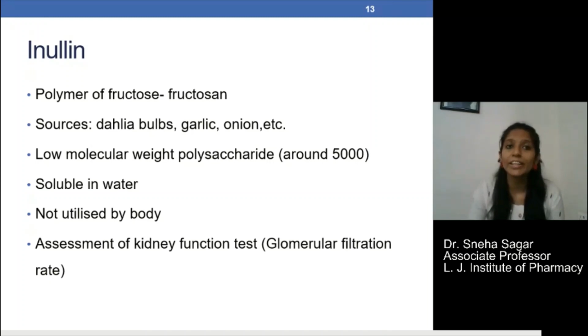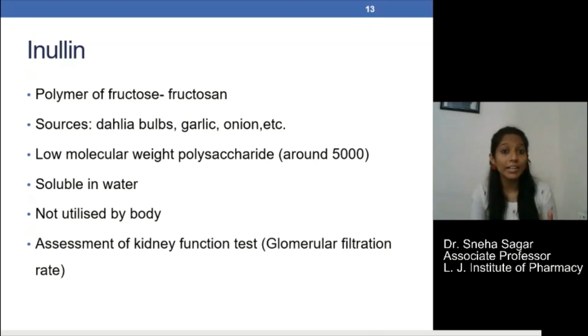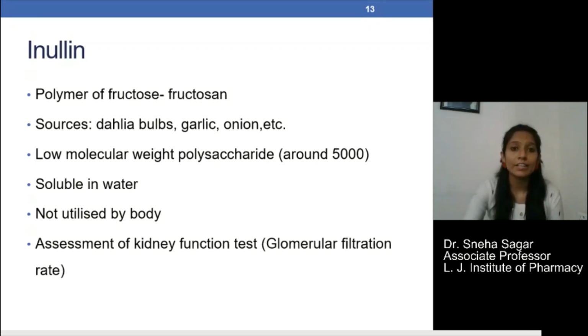Another polysaccharide is inulin. Inulin is a polymer of fructose, so it is also known as fructosan. It occurs in garlic and onions, and it is a low molecular weight polysaccharide which is easily soluble in water. Inulin is not utilized by the body, and it is used for assessing kidney function through the measurement of glomerular filtration rate.